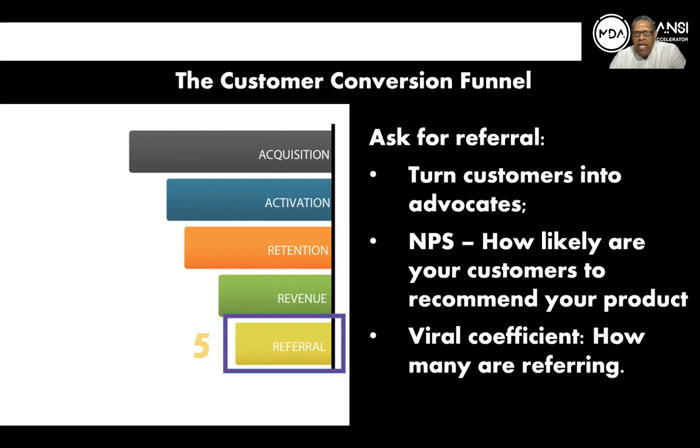Usually an NPS score of more than 40% is good enough. If it's less than 40%, then it's not good enough. If less than 40% of your customers are likely to recommend you, then you have a problem. Then there's the viral coefficient, which is how many customers are referring you. If it's 1, it means every customer is going to refer someone to the next person. But if it's just half of your customers referring people, the coefficient will be 0.5.